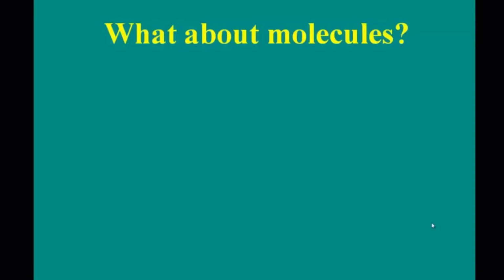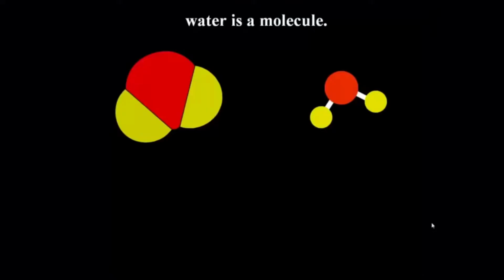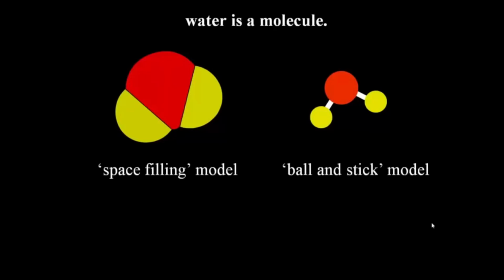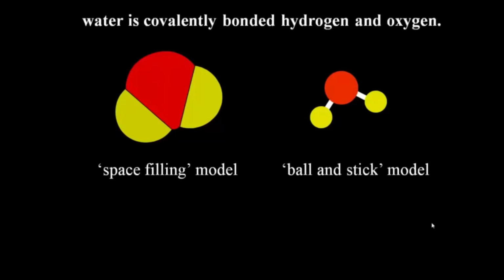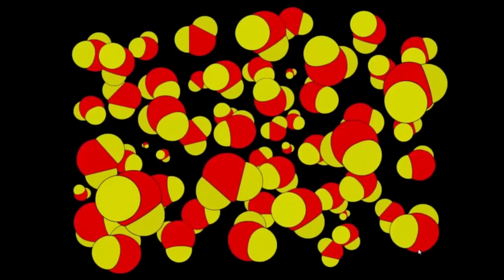So what about molecules? How are they different? Let's take a look at water. We've got the space filling model on the left, ball and stick model on the right. It's covalently bonded hydrogen and oxygen. And a collection of water molecules is just that, a collection of individual units of H2O that are covalently bonded single units of 2 hydrogens and 1 oxygen.